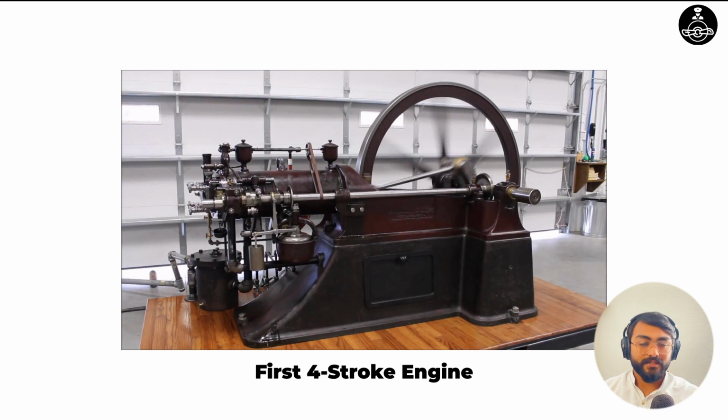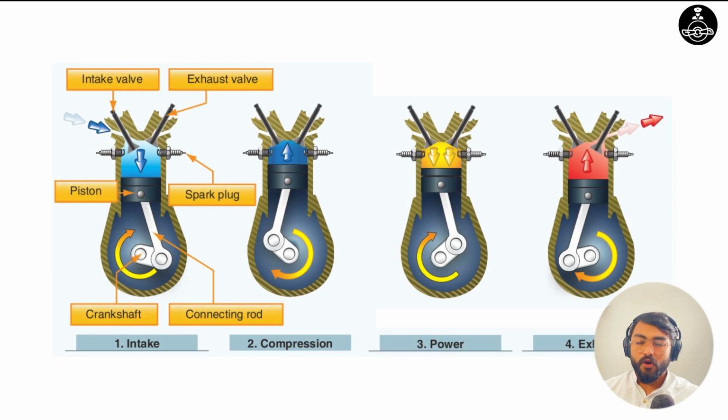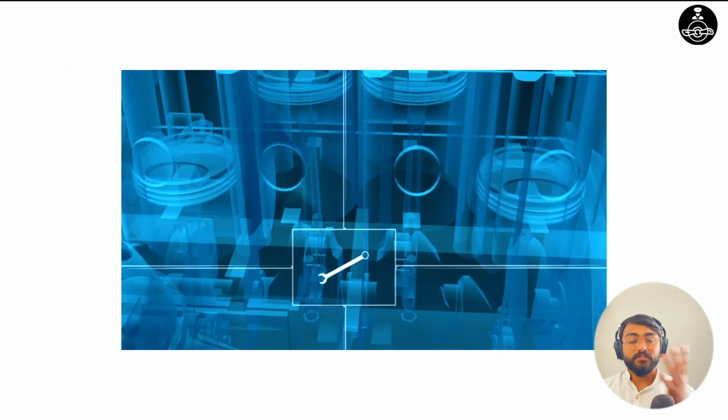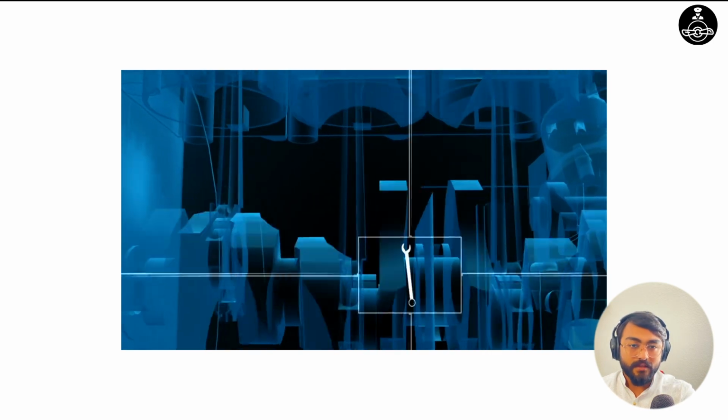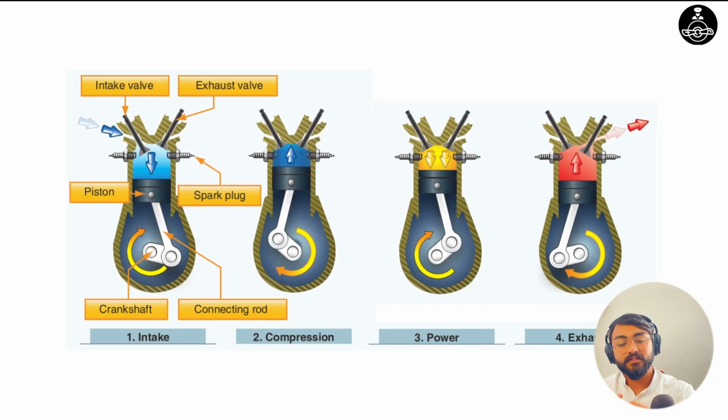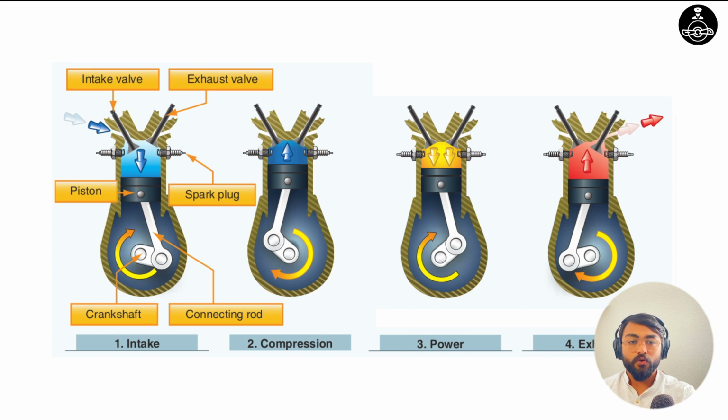And what's crazy is we are still using the same principle of internal combustion engine. Obviously, we have more advanced and efficient engines as compared to the 19th century, but the principle still remains the same. The four strokes of the four-stroke cycle are intake, compression, combustion, and exhaust. We will be going over these four strokes in detail in this video.